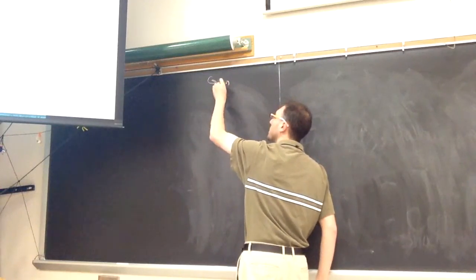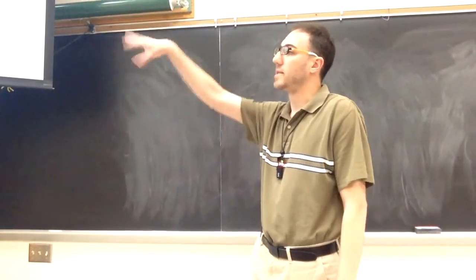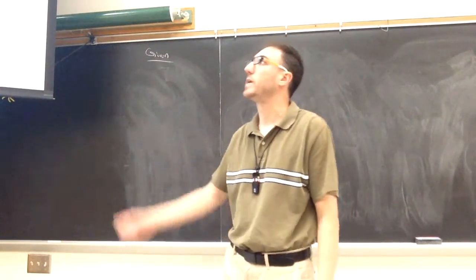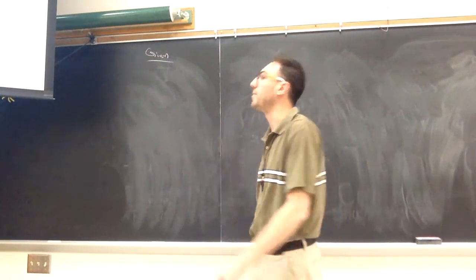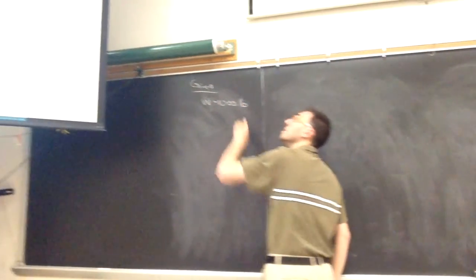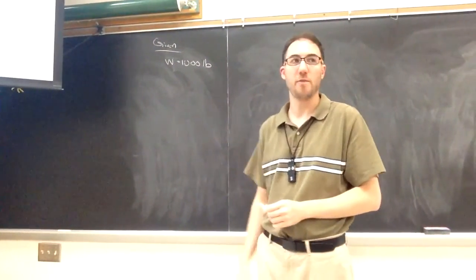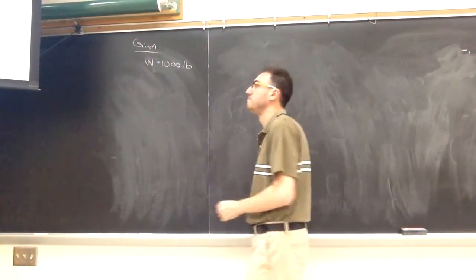Information that's given to us. In this case, the diagram is going to be most of the information we need. They do tell us that weight W is 1,000 pounds, so I'll include that here. But that will also be in the free body diagram that we'll get to in a second.